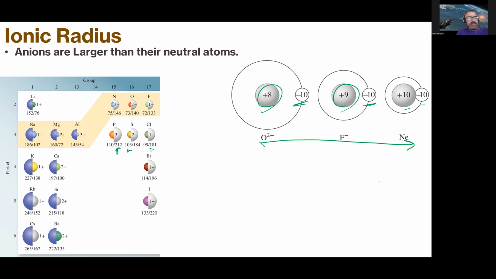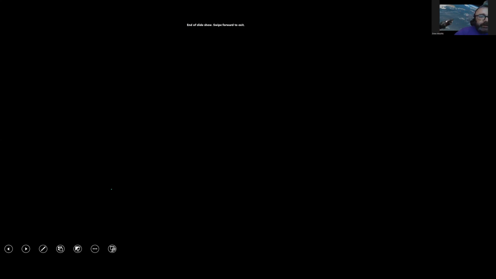I feel like I'm missing a slide. As you go down that way, the atoms still get smaller. And if I remember right, then there's nothing here, right? Okay, so we'll do it here.